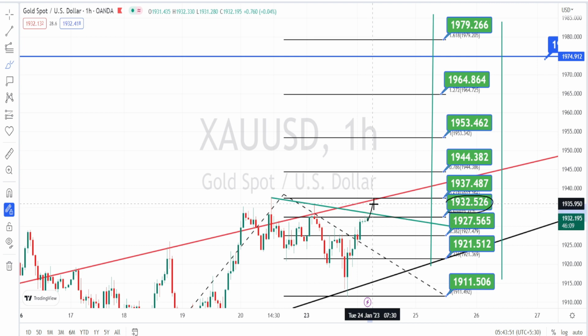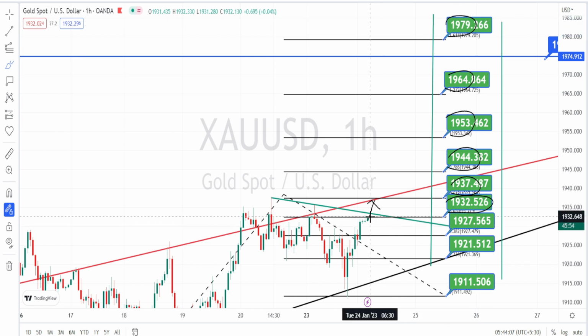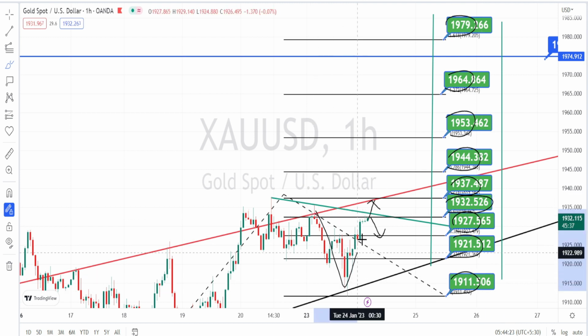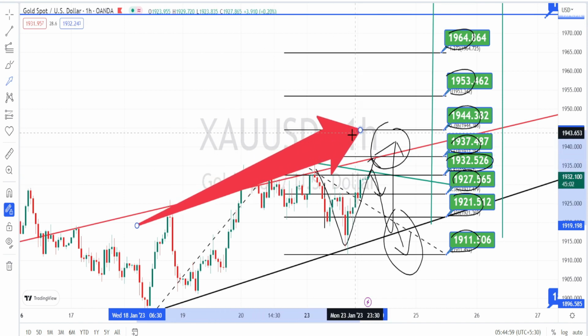Once this resistance level is broken, the next levels of resistance are going to be around 1937, 1944, 1953, 1964 and 1979. And if the price action bounces back from this resistance level, the next levels of support are going to be around 1927, 1921 and 1911. And currently the price action is under consolidation. Wait for a directional breakout in order to enter into the directional trade in hourly time frame. But the overall trend of the price action in hourly time frame is also a bullish trend.